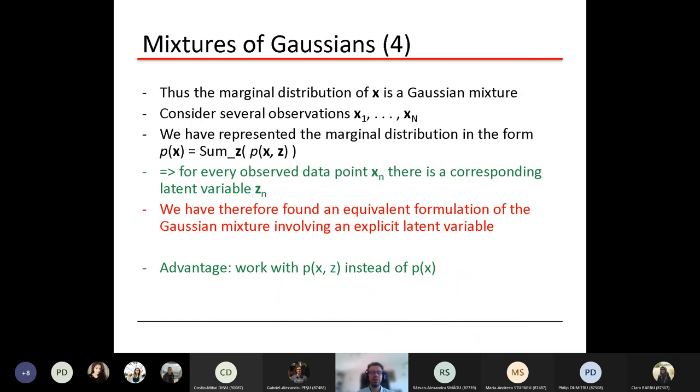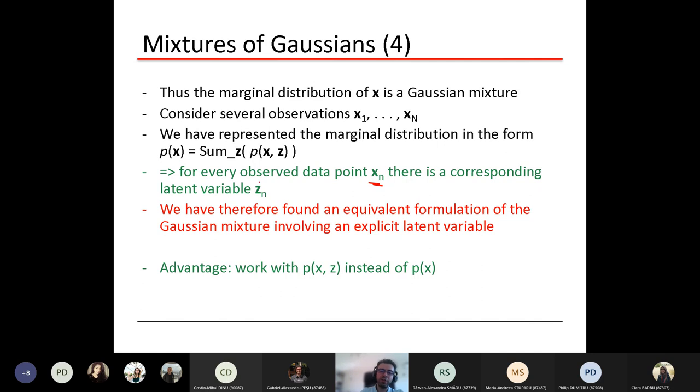Cool. And now we see that the marginal distribution of X for the joint probability that we have is a Gaussian mixture. Now let's consider that we have several observations, X1, Xn, and so on, from this marginal distribution, from this mixture of Gaussians. So we get several samples from the mixture model. For each observed data point, for each Xn, we should have a latent variable Zn. The latent variable Zn tells us the corresponding Gaussian from which we sample.